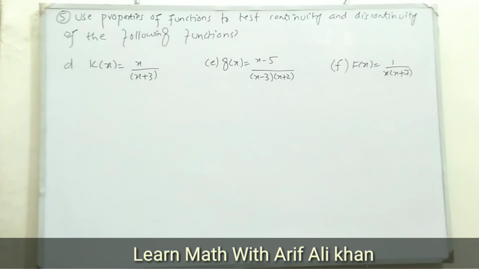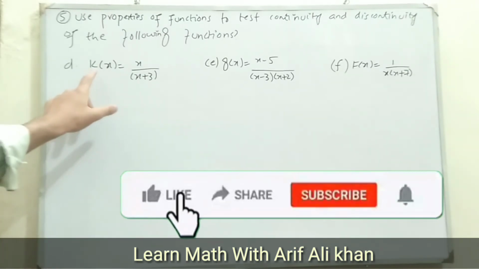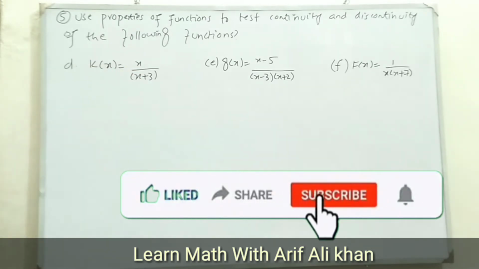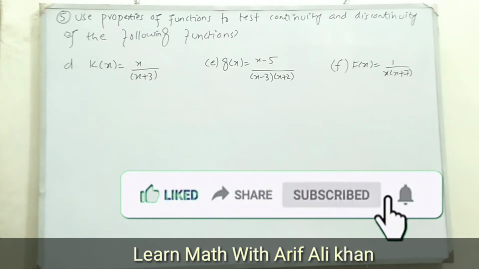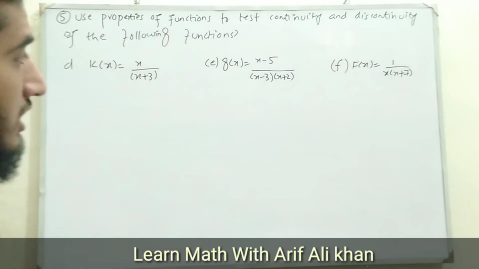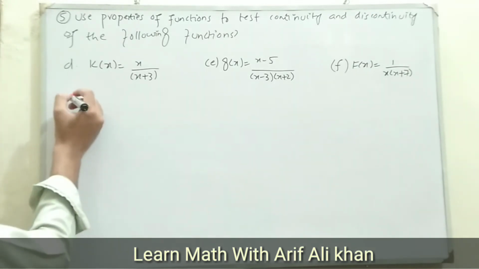Now move to part D of question number 5. It tells that k of x is equal to x divided by x plus 3. Find the continuity or discontinuity of this function. This function is discontinuous according to the trick. Why? Because this is in fraction form. So we know that this is a discontinuous function.